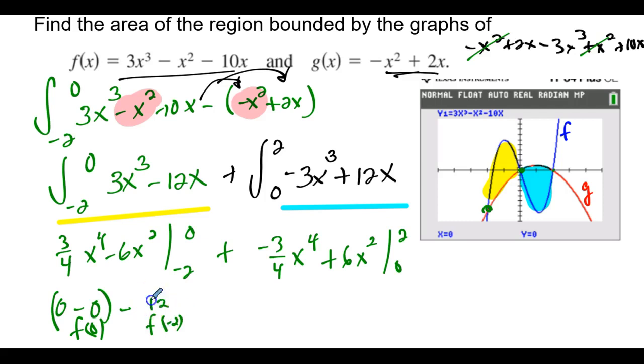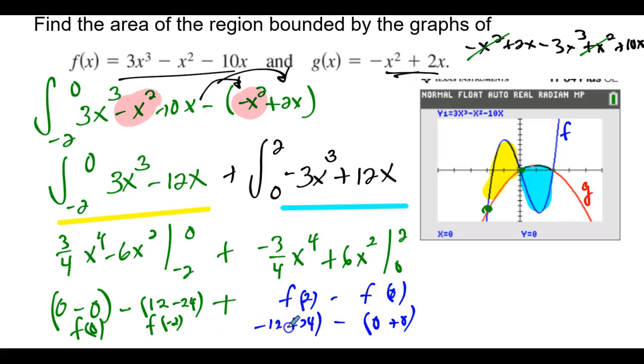So plugging in a -2, I get 12 minus 24 plus, I'm going to do the same thing over here, but this time it's going to be f of 2 minus f of 0. So, of course, this is going to be 0 minus 0, or 0 plus 0, whatever. But this is -12 plus 24. I'll add all that up, and I believe it gives me 24. A bunch of things cancel there.